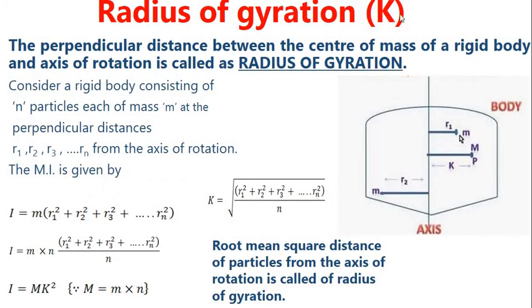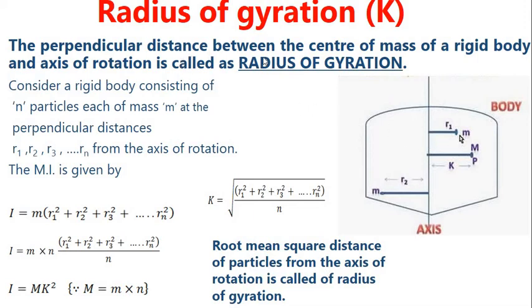Next is radius of gyration, which is denoted by k. Before going to radius of gyration, we will discuss what is meant by center of mass. Center of mass is the point in a body at which the entire mass of the body is assumed to be concentrated. That point or position is called center of mass.